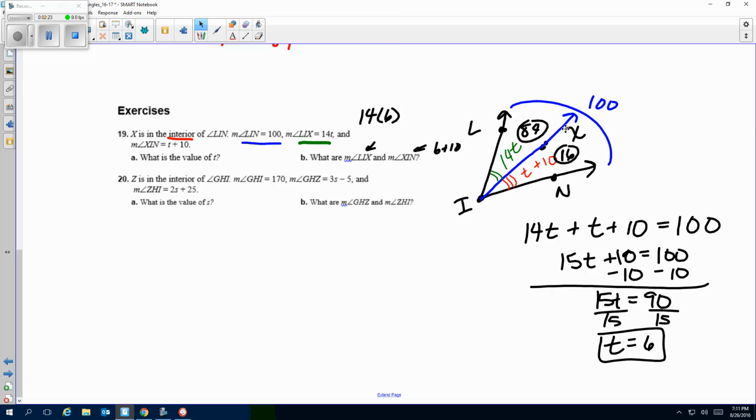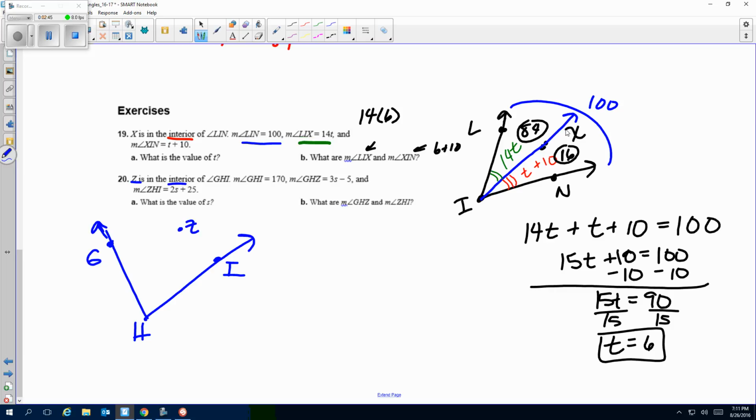So you will need to, and I'm just going to help you out, because if you draw an acute angle, it's not going to be discussed. So let's do it. Sorry. We're going to go ahead and draw G, H, and I is our angle, and Z is in the interior. So I'm going to put Z in the interior. Draw a ray from H to Z.